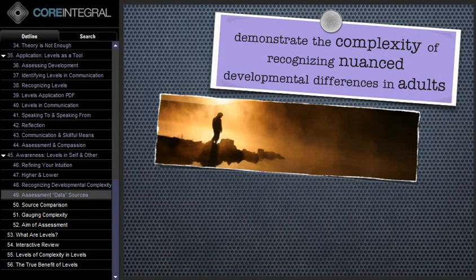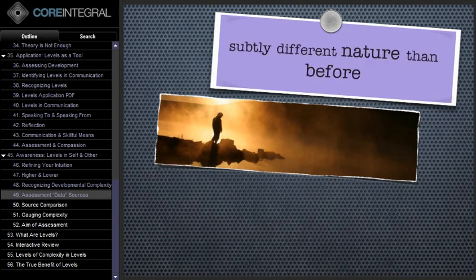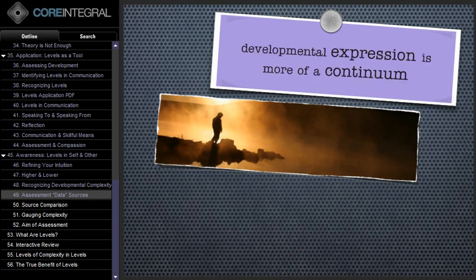Did you also notice how the skills being exercised here, while still working with levels, were of a subtly different nature than those needed to recognize what levels are being spoken to in communication, as you saw in the application learning path? Here, particularly in the later questions, the altitude of each statement wasn't enough to determine higher and lower, showing that developmental expression is more of a continuum rather than easily isolated into discrete groups or levels.